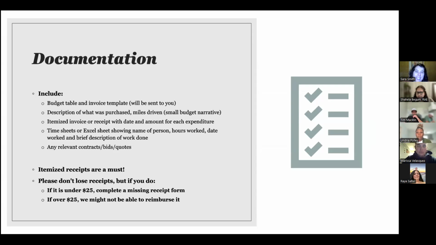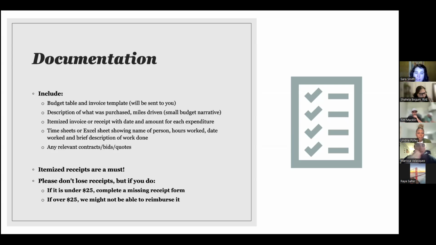More is better. The more information you give us, the better. Otherwise, we'll probably come back and ask you to clarify or add information just so that we really know exactly what we're reimbursing you for. Including the itemized invoices or receipts with dates, things like that. If you are doing personnel time, a timesheet or an Excel tracking sheet showing who worked, number of hours, the date they worked, things like that.